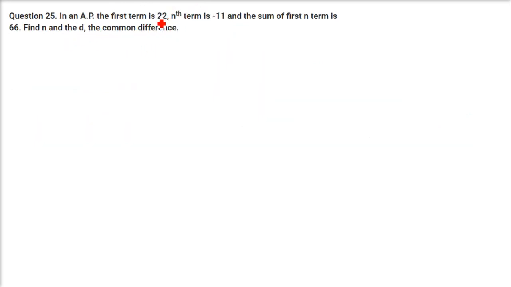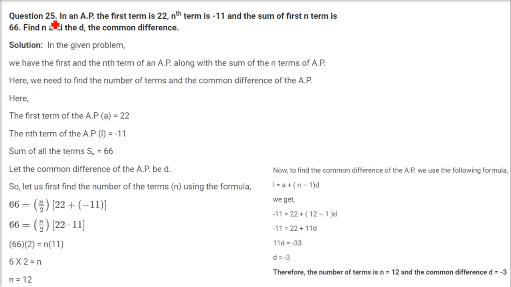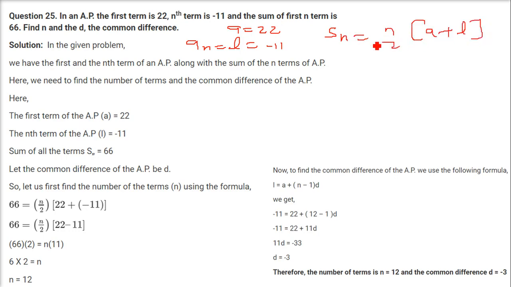In an AP, the first term is 22, the nth term is minus 11, and the sum of n terms is 66. Find n and the common difference. Exactly similar to the previous question. So the first term a is given as 22, nth term is minus 11. Let us take it as an or l equal to minus 11, and the sum of first n terms. So sum is n by 2, a plus l. We'll use directly this formula.